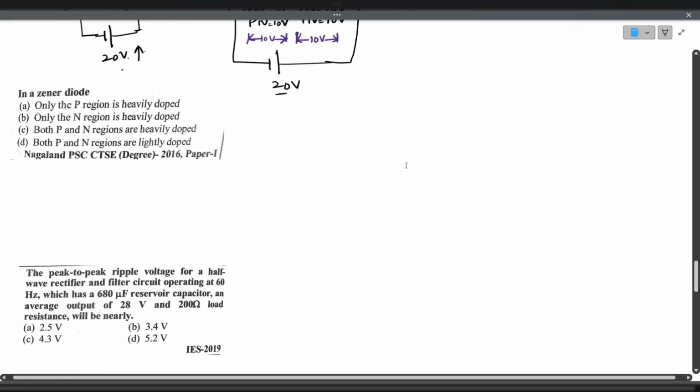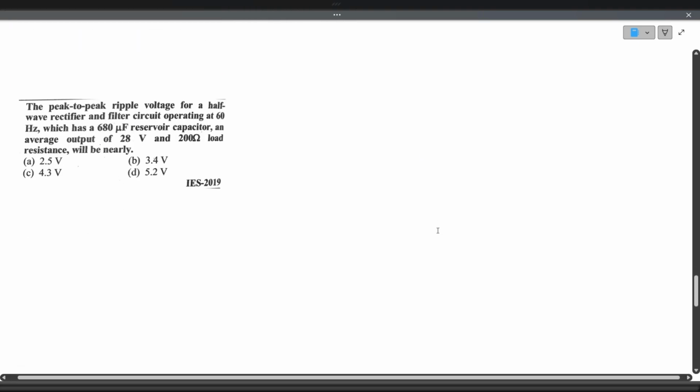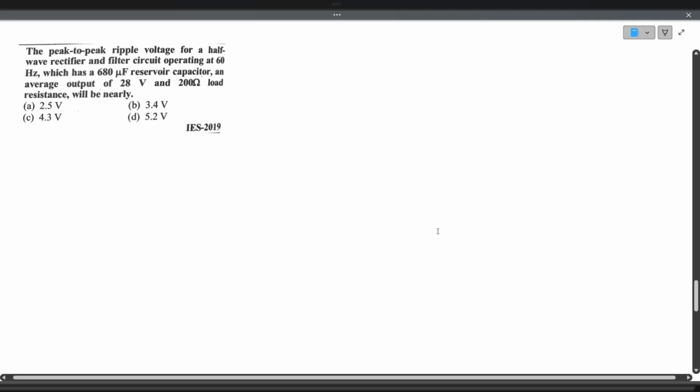In Zener diode, only P type is heavily doped, only N type is heavily doped, both P and N regions are heavily doped, both P and N regions are lightly doped. See, Zener diode is a special purpose diode in which both regions are heavily doped. P and N regions both are heavily doped in Zener diode. Now let's see one more question.